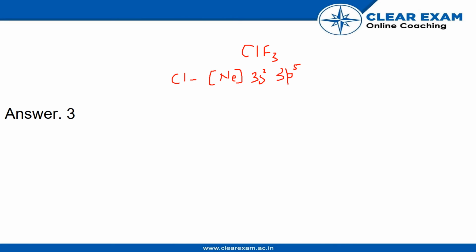We have 7 valence electrons on chlorine, out of which 3 will form bonds with fluorine and 4 electrons will be left alone, which will form 2 lone pairs.